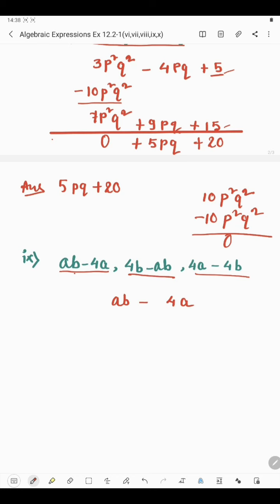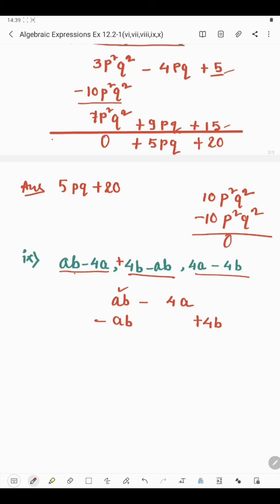Now 4b term we haven't got yet, right? So 4b we will put it separately. Minus ab, so ab term we have got here, so we will have to write below ab, and here we have minus sign with ab, so we will have to put minus ab. Now here this 4b means the one which is there in second expression, in front of 4b no sign is given, so it's positive, so here we will have to put plus sign.